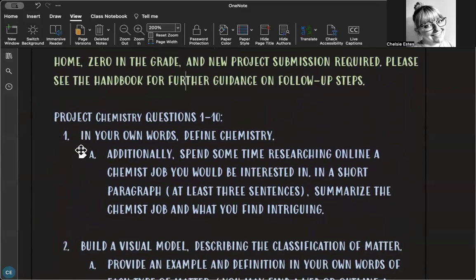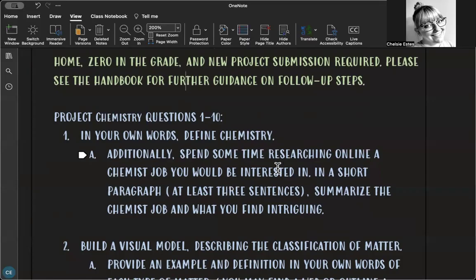So for question 1, this is where you're getting into the chemistry questions. In your own words, define chemistry. That can be a sentence. Additionally, spend some time researching online a chemist's job you'd be interested in, in a short paragraph. A paragraph is 3 sentences or more. If you want to just write 3 sentences, that's sufficient. If you want to write a little bit more than that, that's okay too.